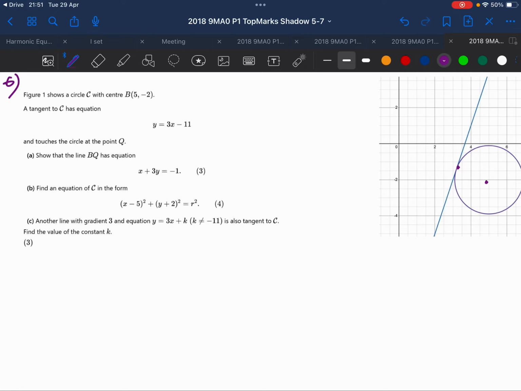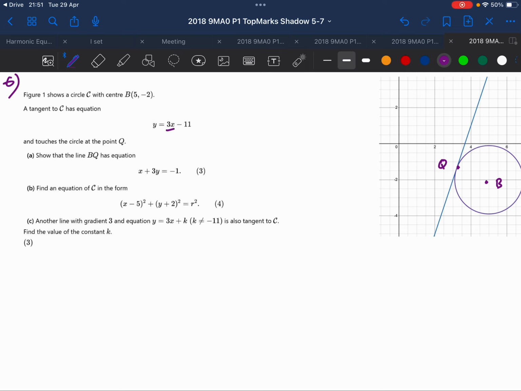Question 6 from our shadow generated paper: we have a circle with center (5, -2) and a tangent of y = 3x - 11, which touches at point Q. Show that BQ, B being the center of the circle, has this equation.